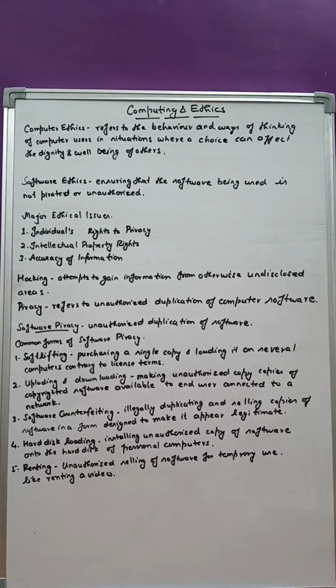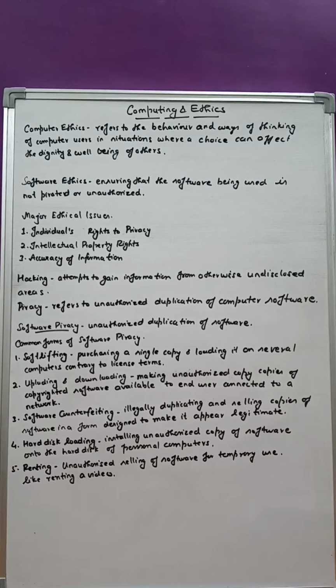Second is intellectual property rights. If someone has created an idea and has implemented it, you don't have the right to steal that idea or anything like that. So that comes under intellectual property rights. And the third is the accuracy of information.